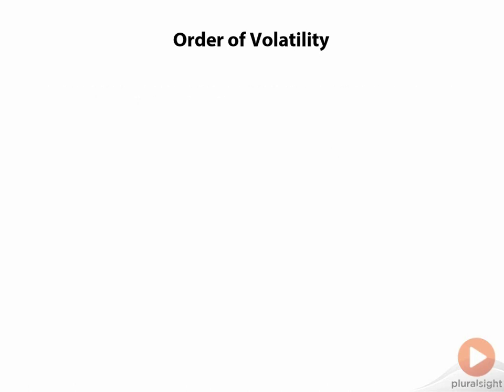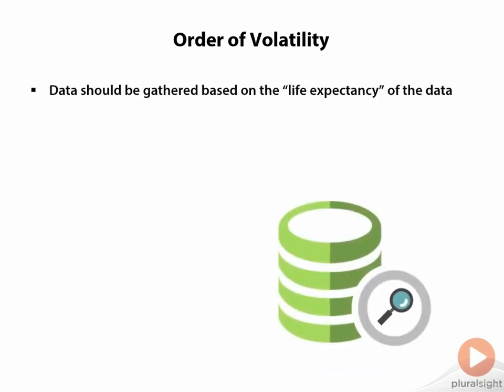So again, with the order of volatility, data should be gathered based on the life expectancy, quote unquote, of that data. All right, so the CPU, cache, and register content, okay, the things that are closest to the CPU that need to have power there for them to exist and continue to exist, that is the top of the priority list. We want to try to capture that information first, because that information, more often than not, will have the most probative value. Okay, but it's also the easiest to disappear. If we turn the computer off, that information is gone.